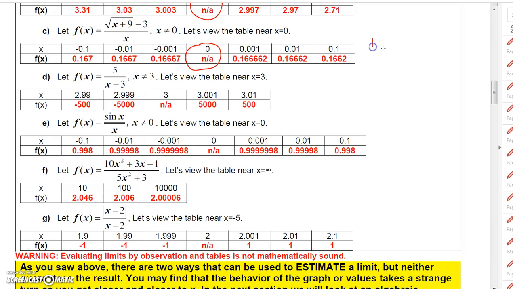Well, actually, 1/6 is 0.16667. So actually, if we calculate this limit, we're going to find out that the actual limit is 1/6, not 1/5. Okay, now let me quickly go over these other three, and then we'll move on to something else.